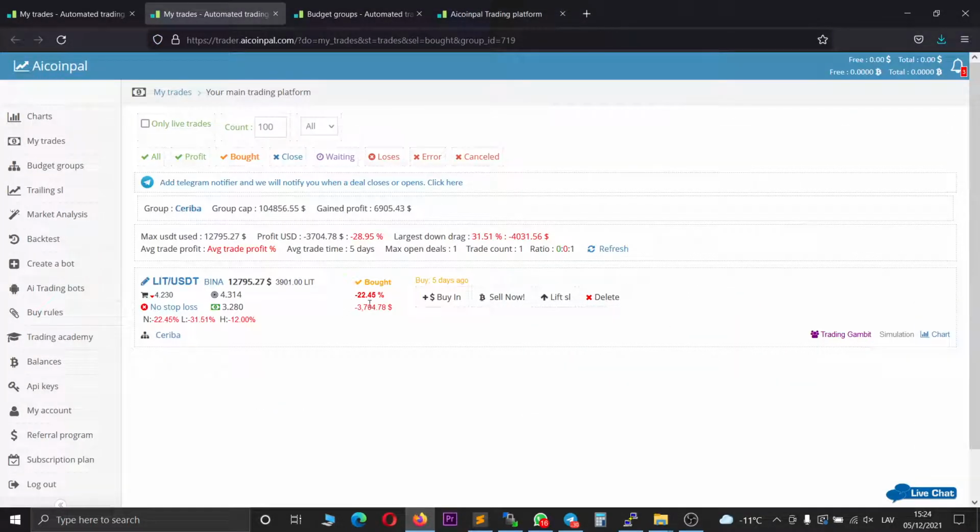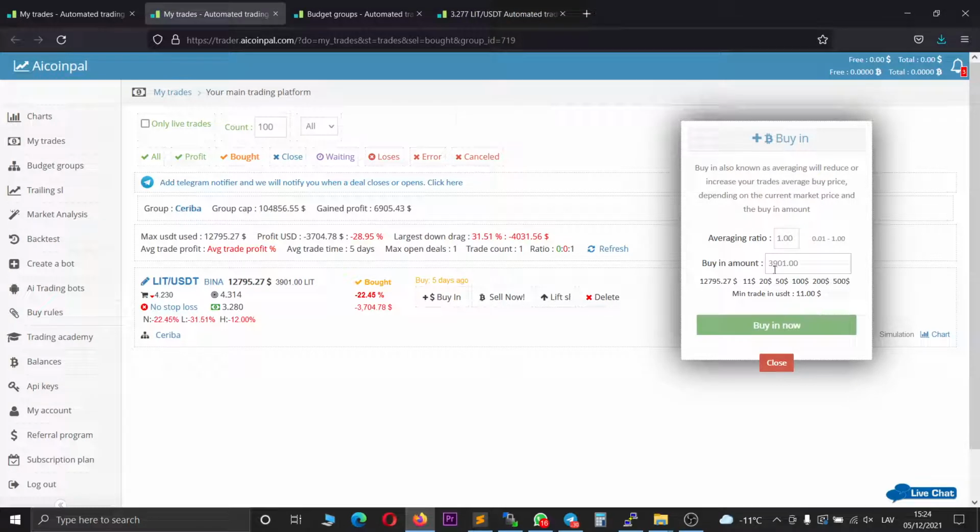The bot has it now at minus 22 percent. So the third thing we can do is buy in, let's say, buy an amount. Let's buy in $13,000, right? Well, my personal, let's say, professional recommendation would be don't buy in too much. Buy a small portion of your money.